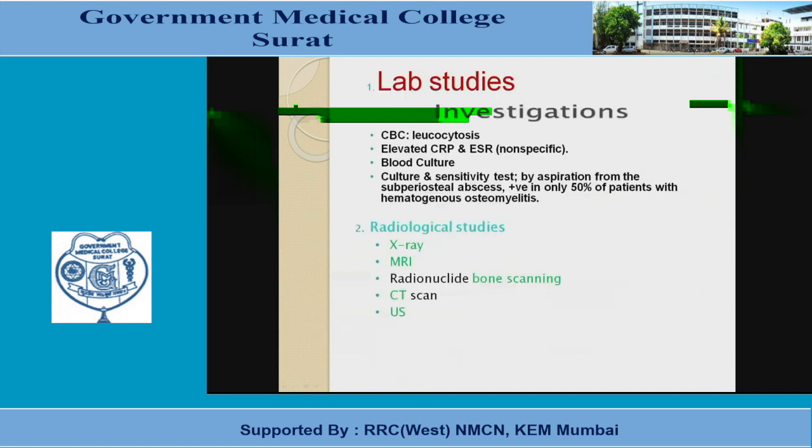So which investigations would we like to advise? The most common, first one is the CBC, where there is leukocytosis, WBCs are raised, and ESR and CRP are elevated. Usually CRP rises rapidly within 12 to 24 hours and ESR takes 1 to 2 days to rise, but CRP also falls rapidly as soon as the treatment begins. So it can be taken as a guide, a reference for the treatment management.